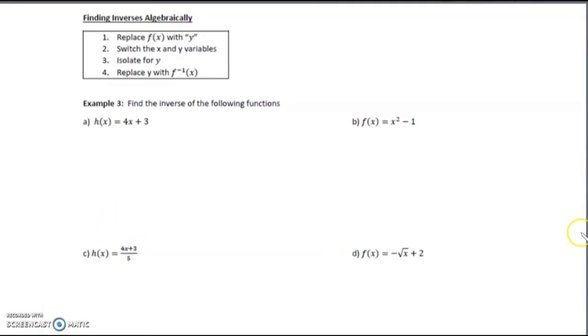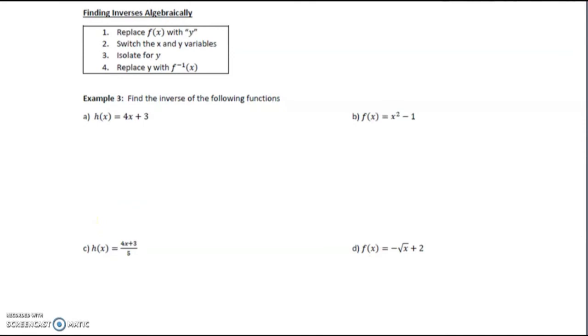Okay, finding inverses algebraically. There's a couple steps that we have to take. First, we're going to replace f of x with y, just simple notation. Then we're going to switch the x and the y variables. And then we're going to re-isolate for y, and then instead of writing it as y, we're going to rewrite it again in function notation. So here's an example.